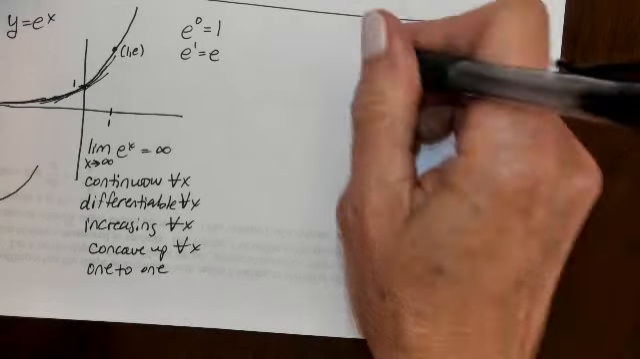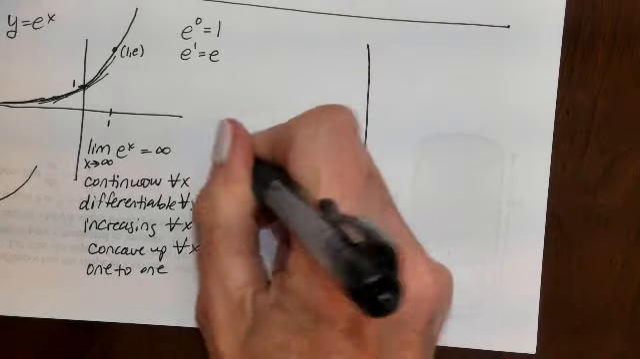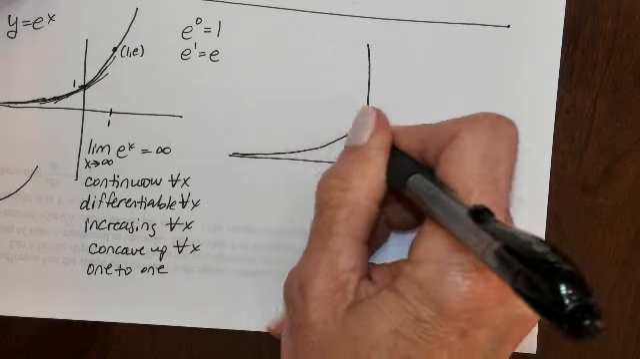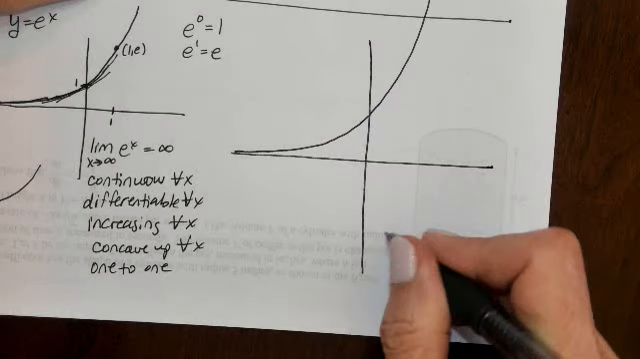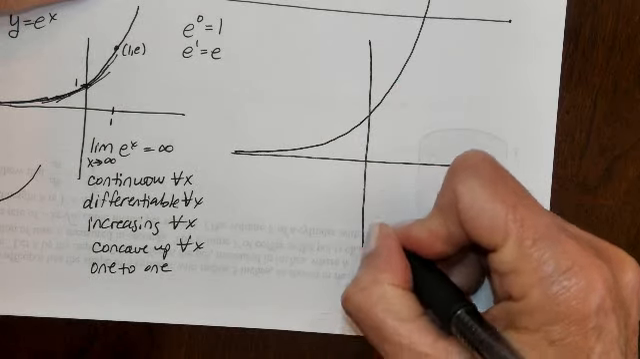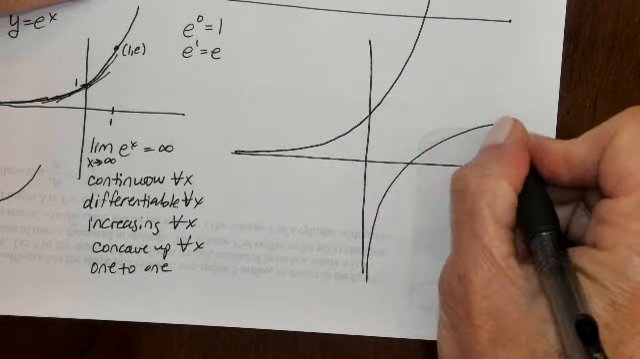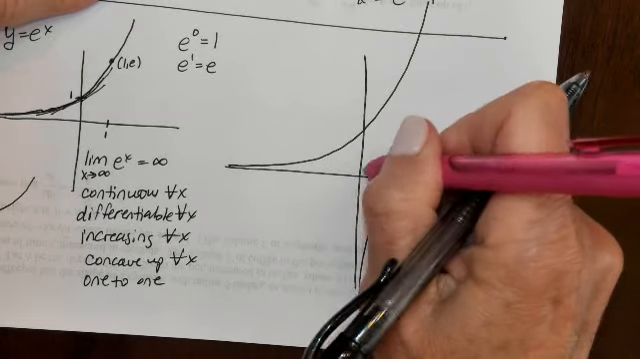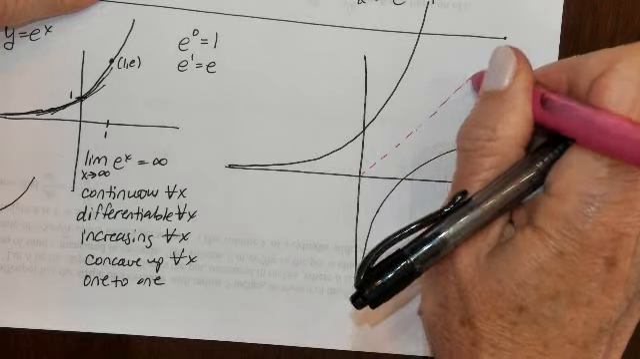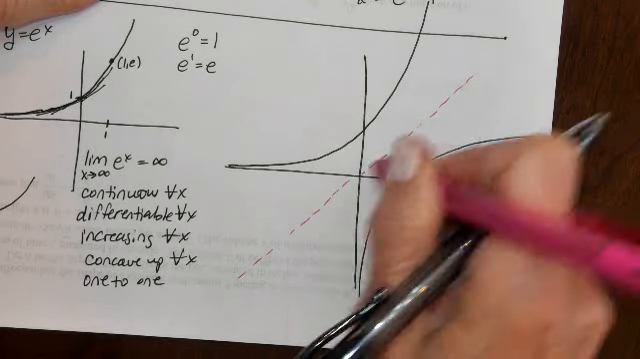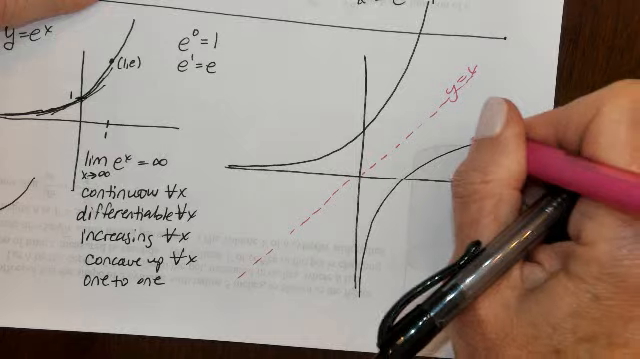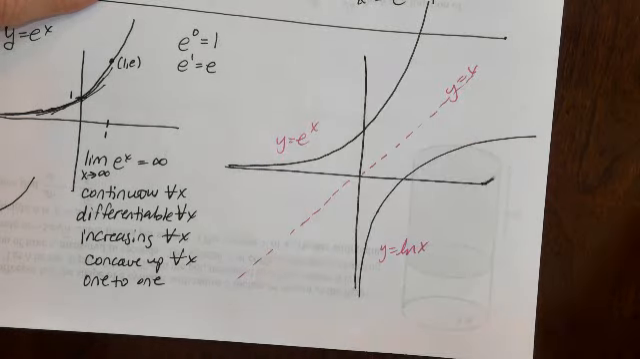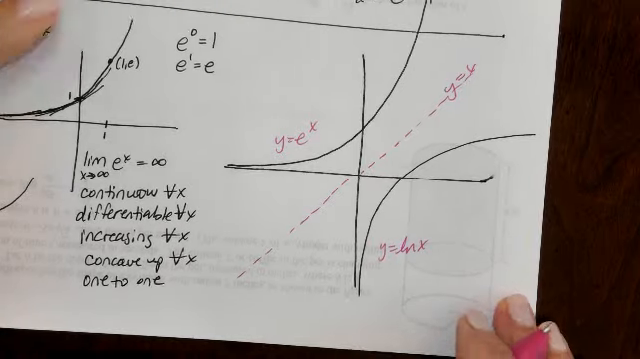Well, let's talk about this inverse, because we have the graph of e to the x that looks like this, and we have the graph of natural log x, which looks like that. Right? These two are inverses of each other. They are reflections of each other through the line y equals x. So this is y equals ln x. This is y equals e to the x. Okay? And they're reflections of each other.